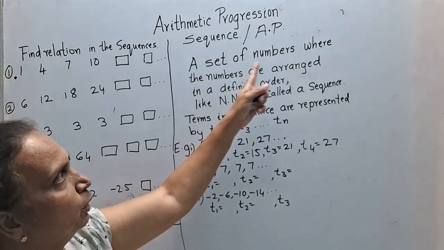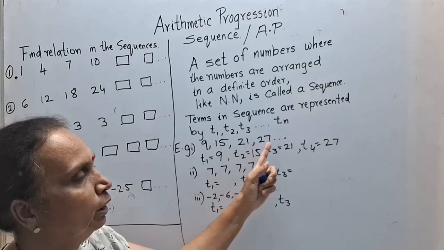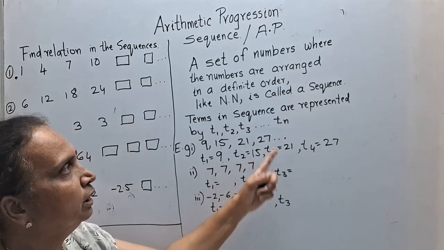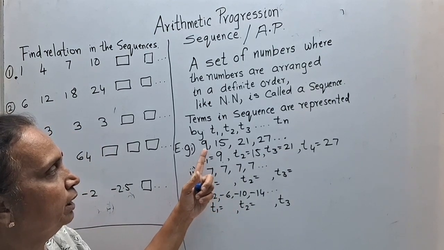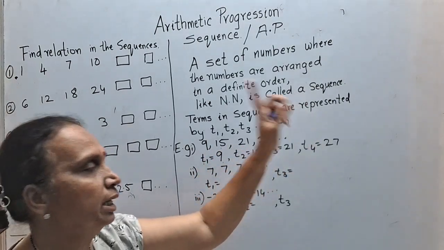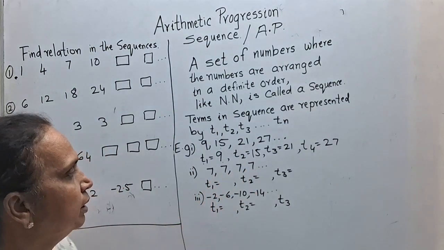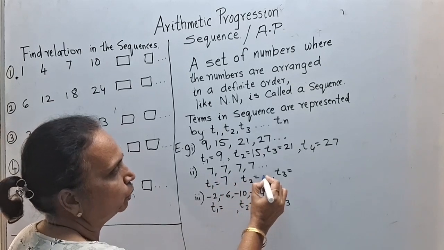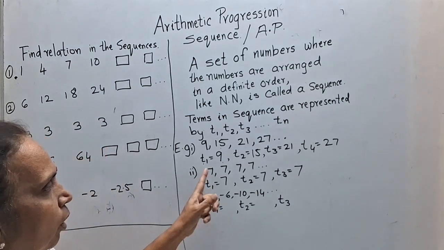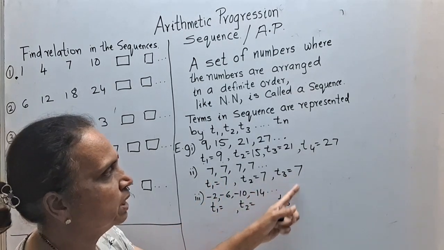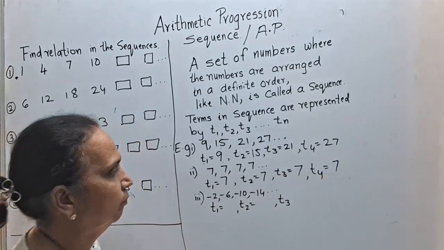Okay. So, a set of numbers where the numbers are arranged in a definite order. There is some particular order for this, and this order is called a sequence. And in this sequence, the terms are T1, T2, T3, ... Tn. Here also 7, 7, 7, 7. So, T1 is 7, T2 is 7, T3 is 7. All the terms are the same. If they have asked you the fourth term, it is also 7.